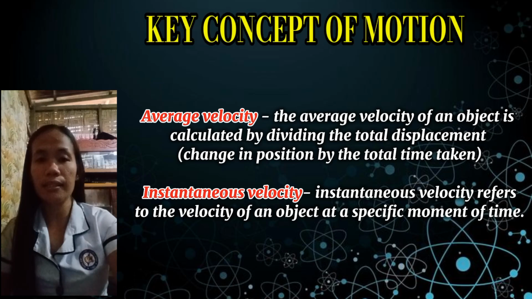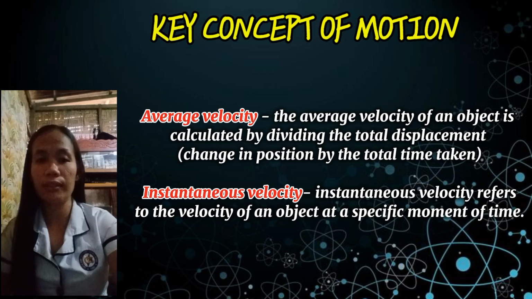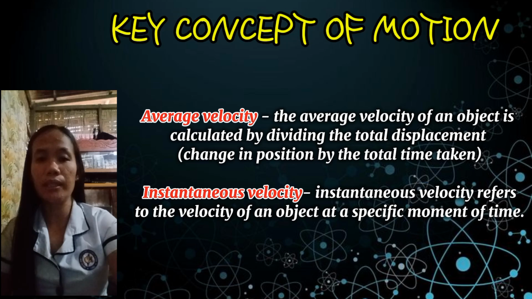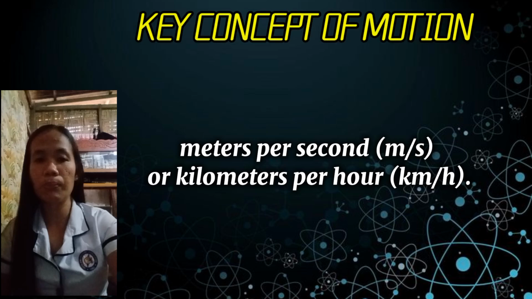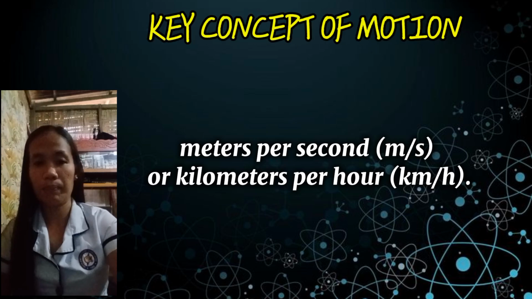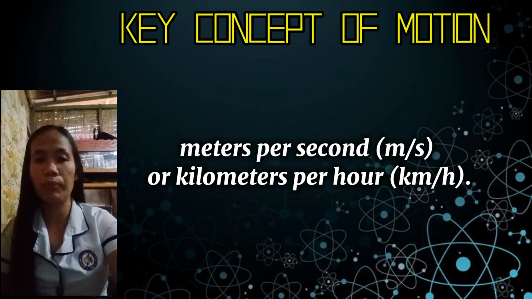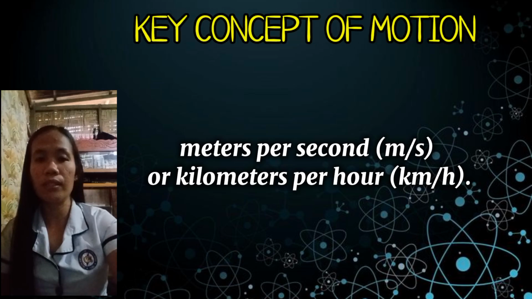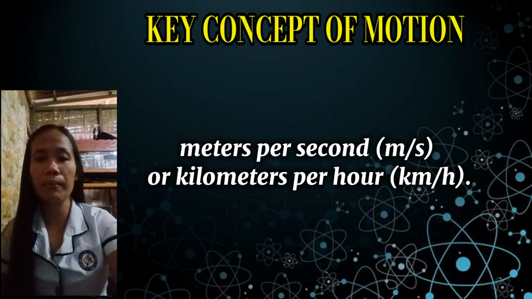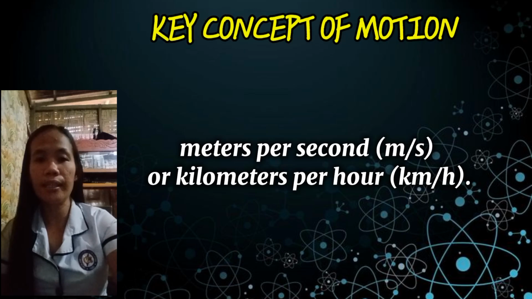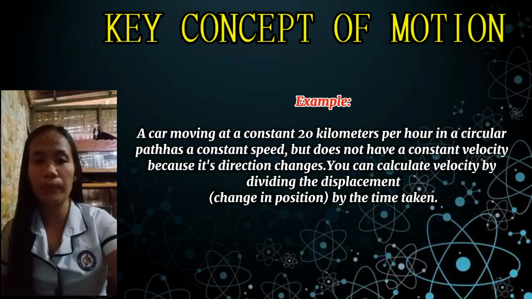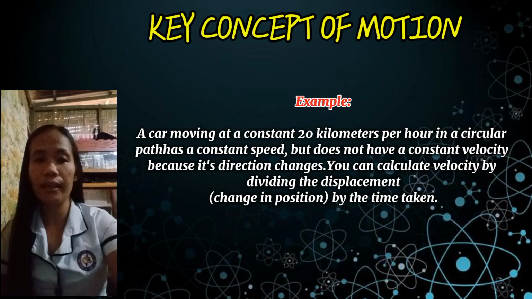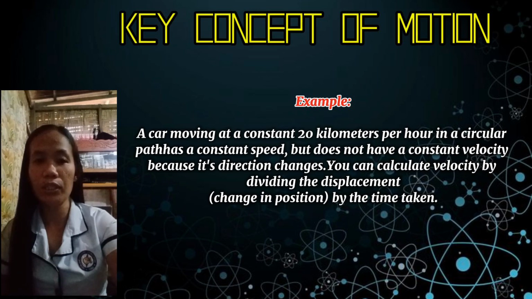Instantaneous velocity refers to the velocity of an object at a specific moment in time. Velocity is typically measured in meters per second or kilometers per hour. To have constant velocity, an object must have a constant speed and a constant direction. For example, a car moving at a constant 20 kilometers per hour in a circular path has a constant speed but does not have a constant velocity because its direction changes.